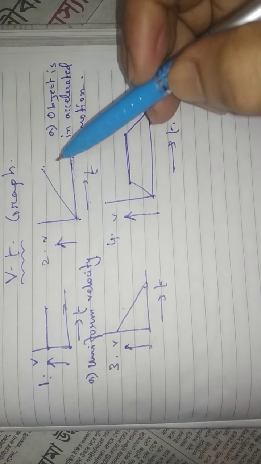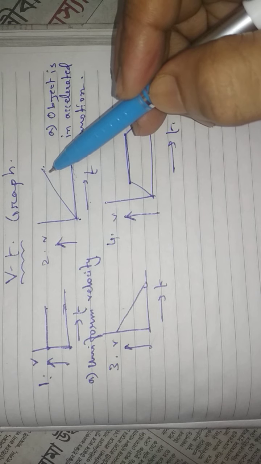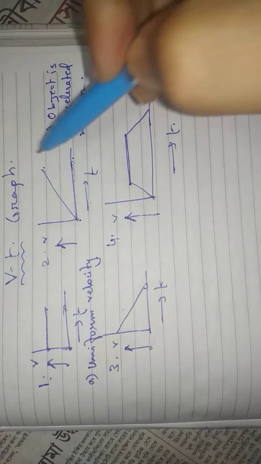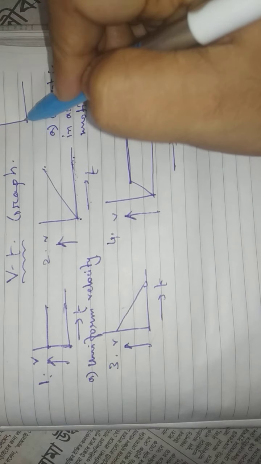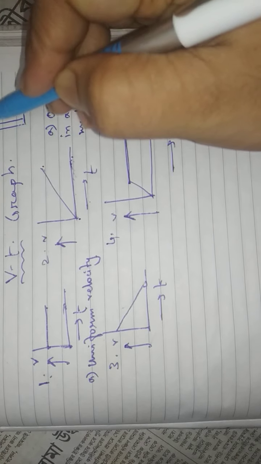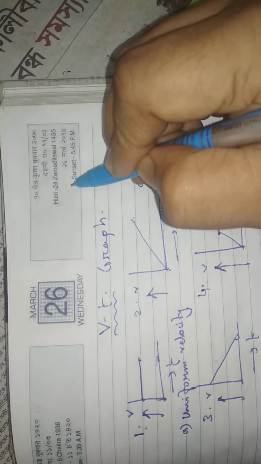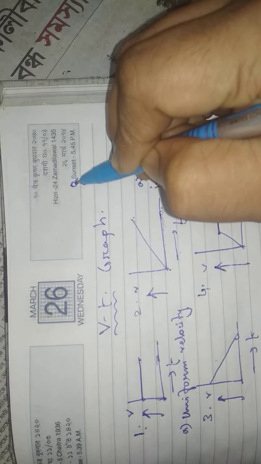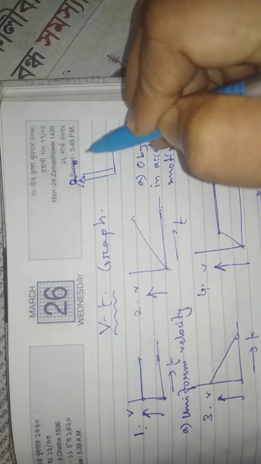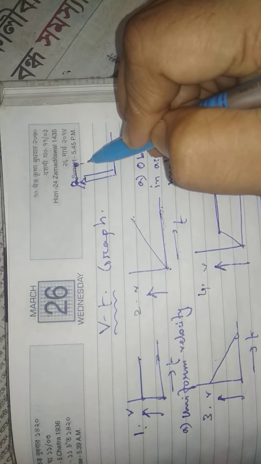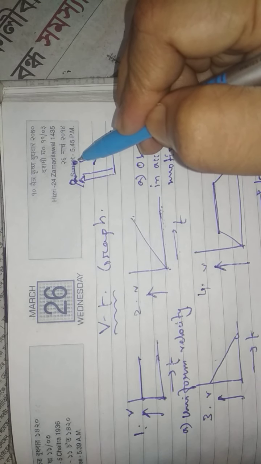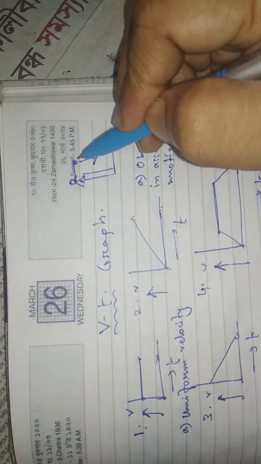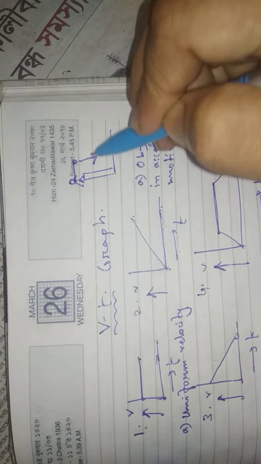Say an object is released from a certain height, so it will come down. Say this is the ground level and there is a tall building, a person is standing on the tall building holding a ball in his hand, and he releases it. It is coming down. With the passage of time, the speed of the ball will increase. This is an example of this graph.